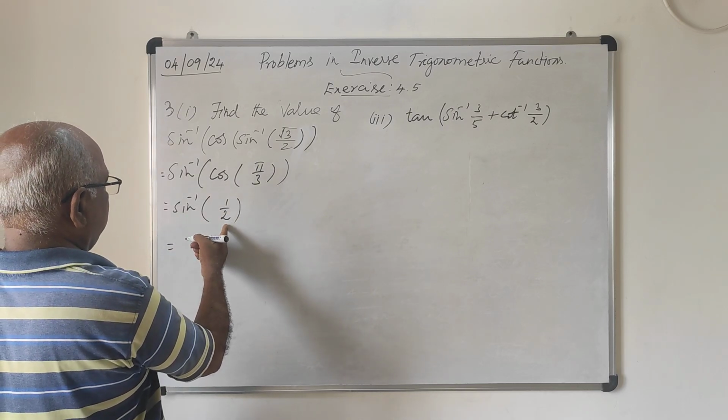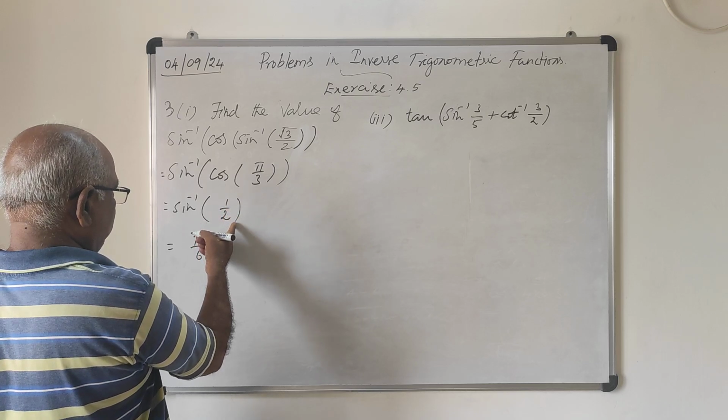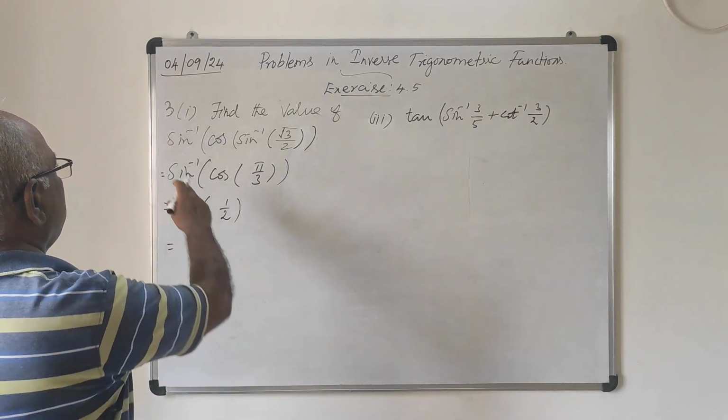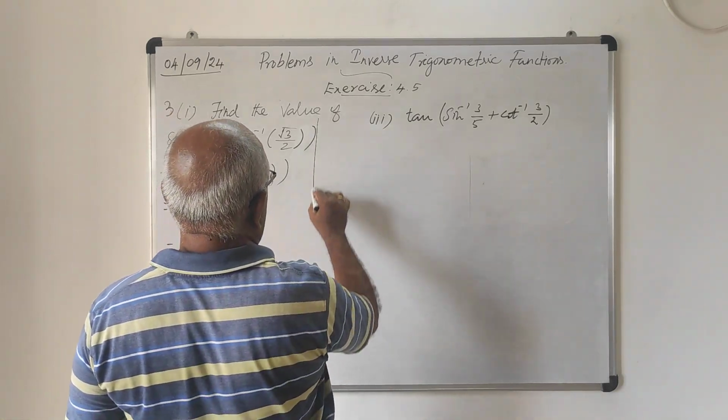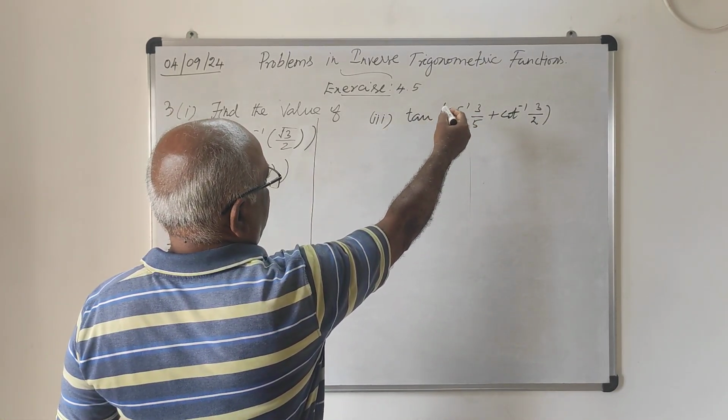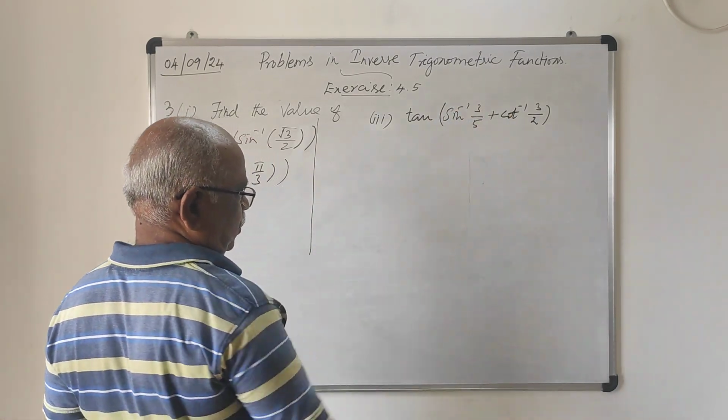So sin inverse of 1 by 2 is sin 30, 1 by 2, 30 is pi by 6. Therefore the answer for this problem is pi by 6. Okay, next problem: tan of sin inverse of 3 by 5 plus cot inverse of 3 by 2.